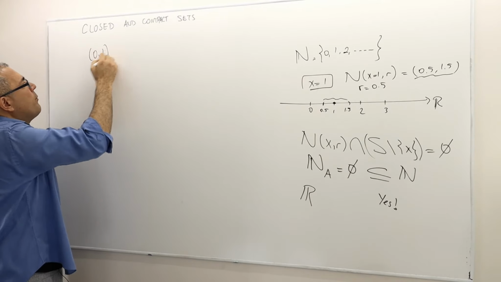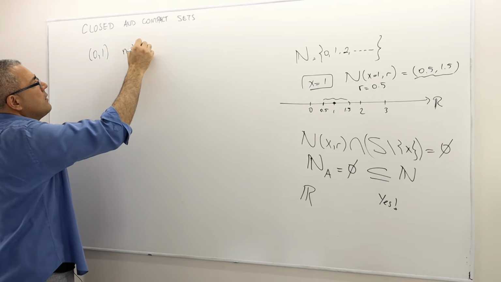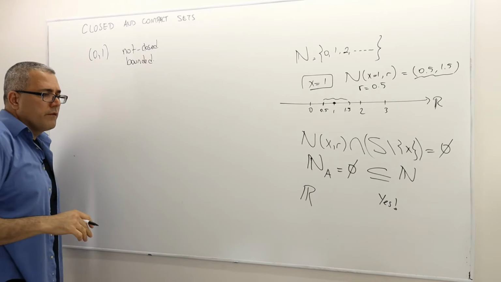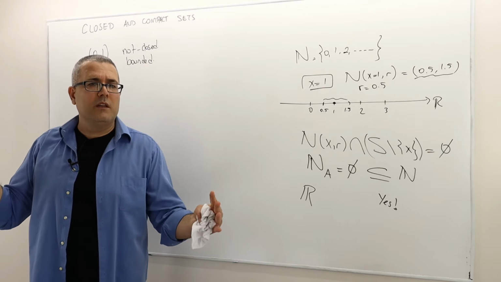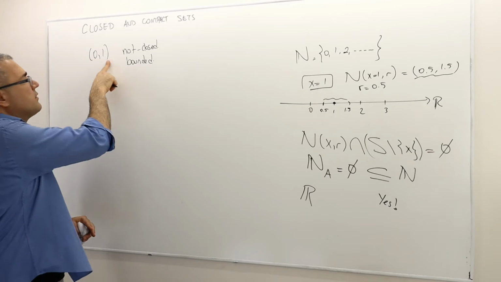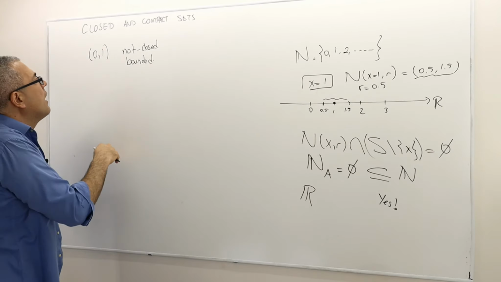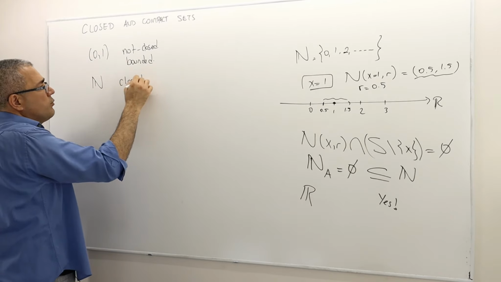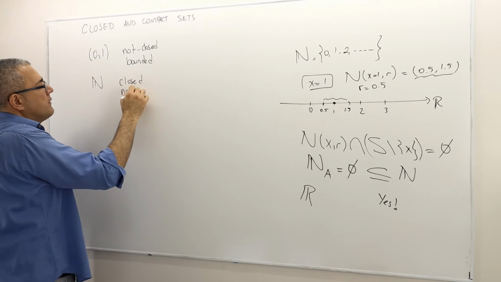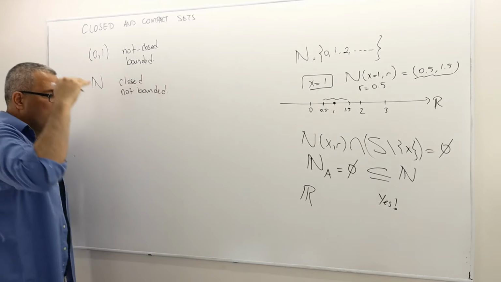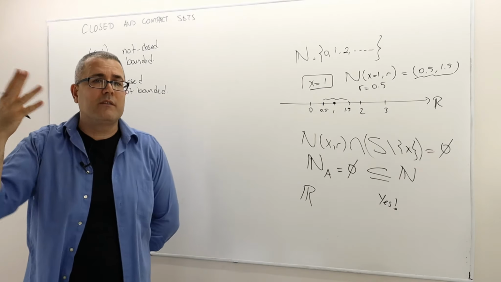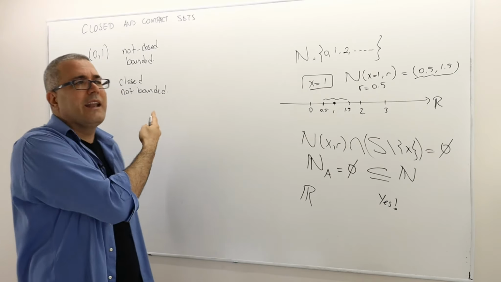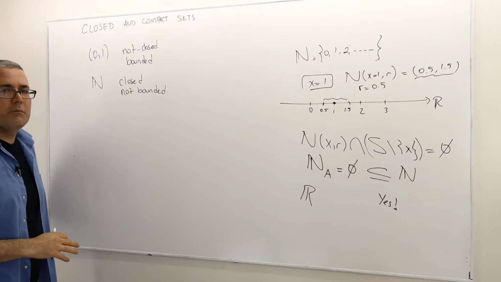The open interval (0, 1) is clearly not closed, but we know that it's bounded, because the farthest distance between any two points in this interval is just 1. So it's bounded, but it's not closed. The set of natural numbers is closed, as we just argued, but it's not bounded, because the maximum point is not there. It's not an element of the set of naturals, so it's not bounded.